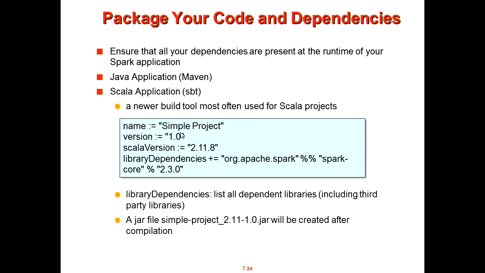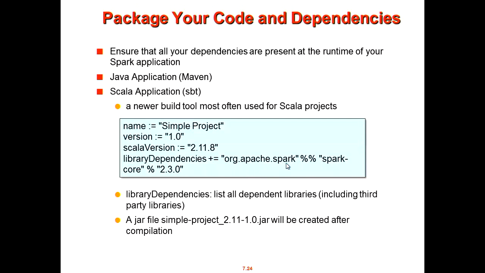So for example, here, we gave a name for this project, and gave a version. This version is our own application's version. And the Scala version must be consistent with the Scala you use on your computer. And this is the most important one because this specifies the dependent libraries. You must specify what libraries my program depends on. Otherwise, your program cannot be compiled successfully.